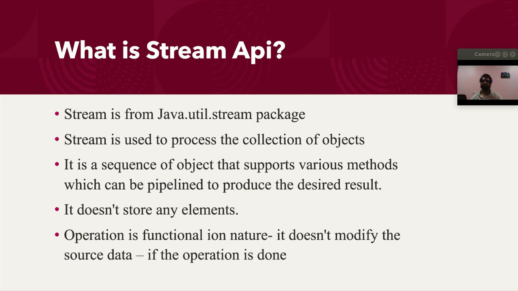So here the operations are functional in nature, and it does not modify the source data if the operation is done, right? So with the stream API, it does not modify your source data. So the source data can be stored in a file, or in any type of collections or array or the network, right? So it does not modify it. It only works on that data and tries to produce the desired result. So this is about the stream API which came under Java 8 version.